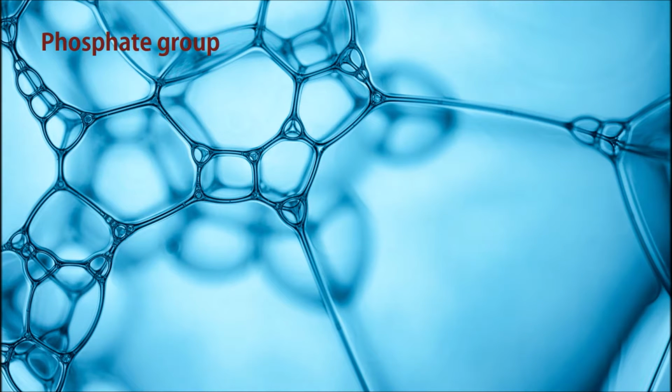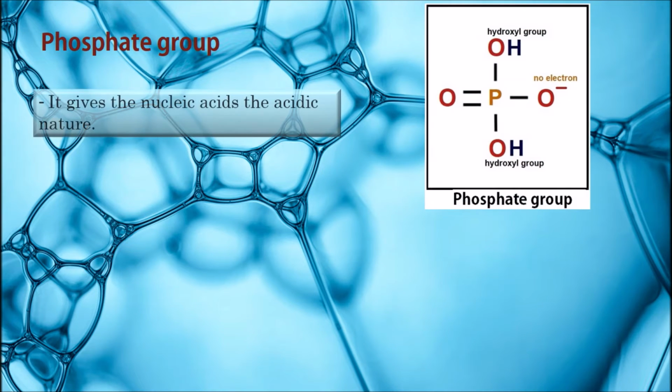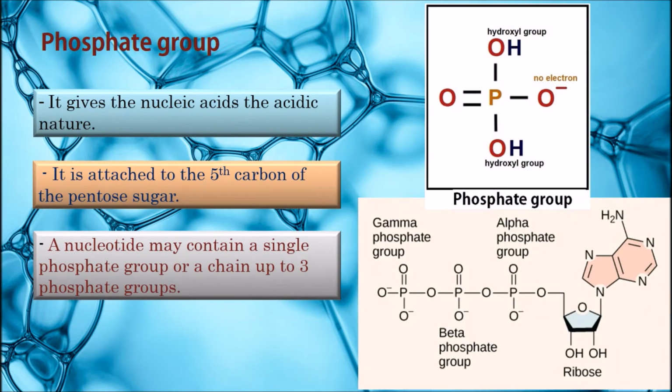Phosphate group. It gives the nucleic acids their acidic nature. The phosphate group is attached to the fifth carbon of the pentose sugar. Nucleotides may contain a single phosphate group or a chain of three phosphate groups. In a chain of DNA or RNA, each nucleotide bears a single phosphate group.